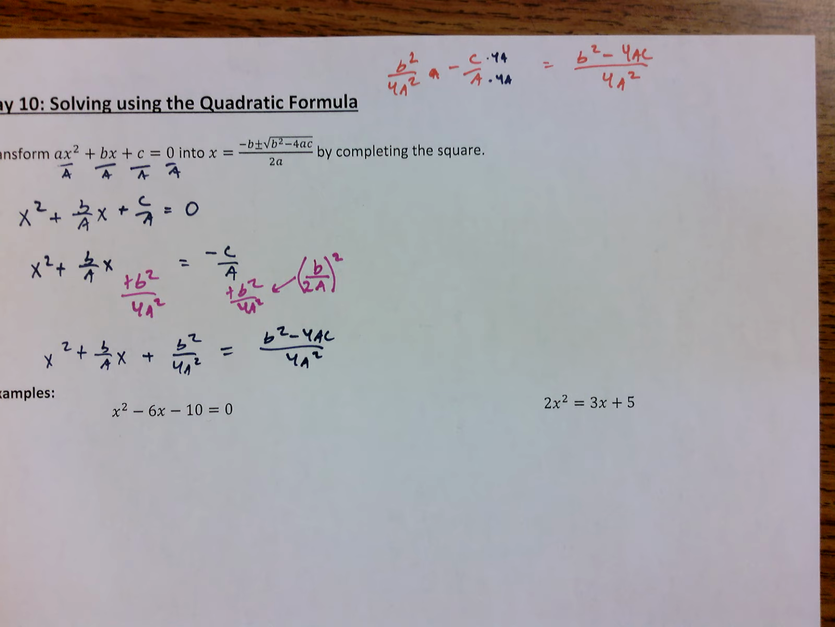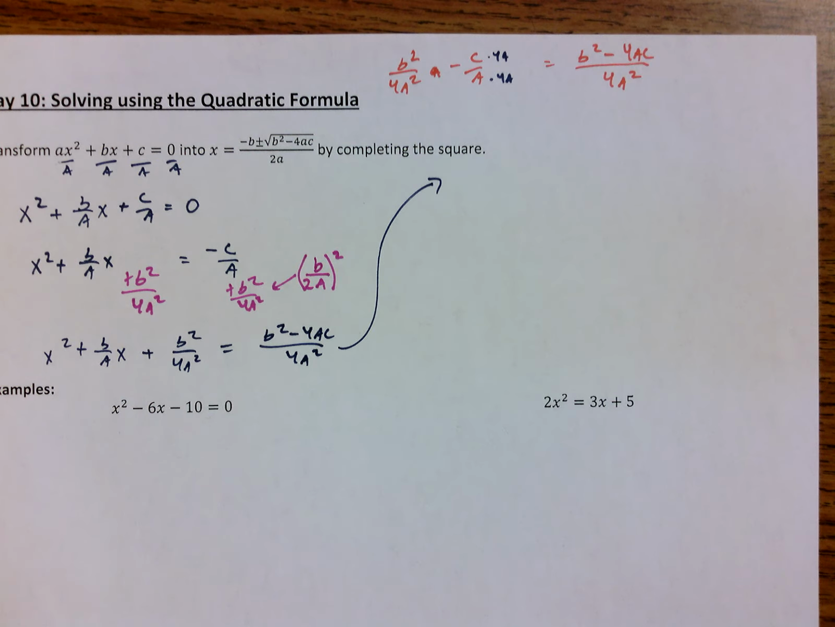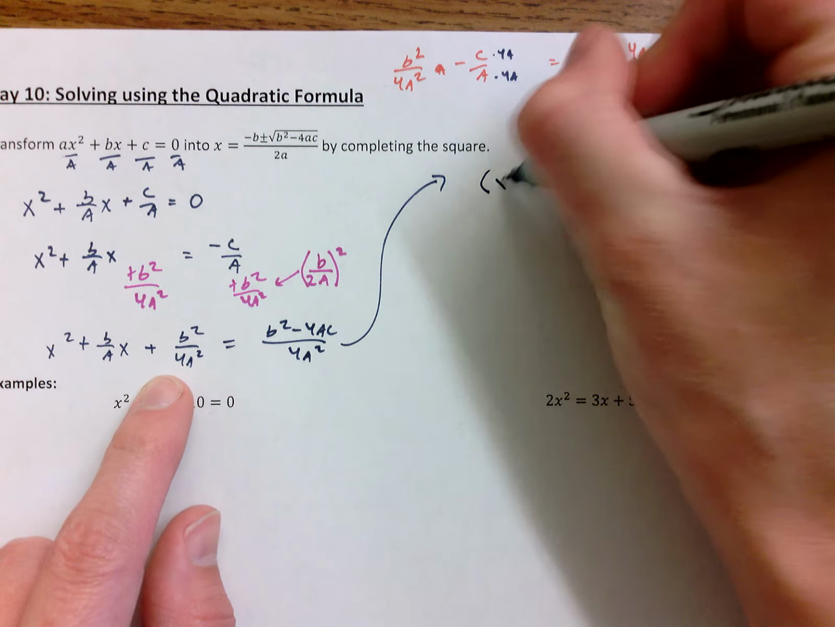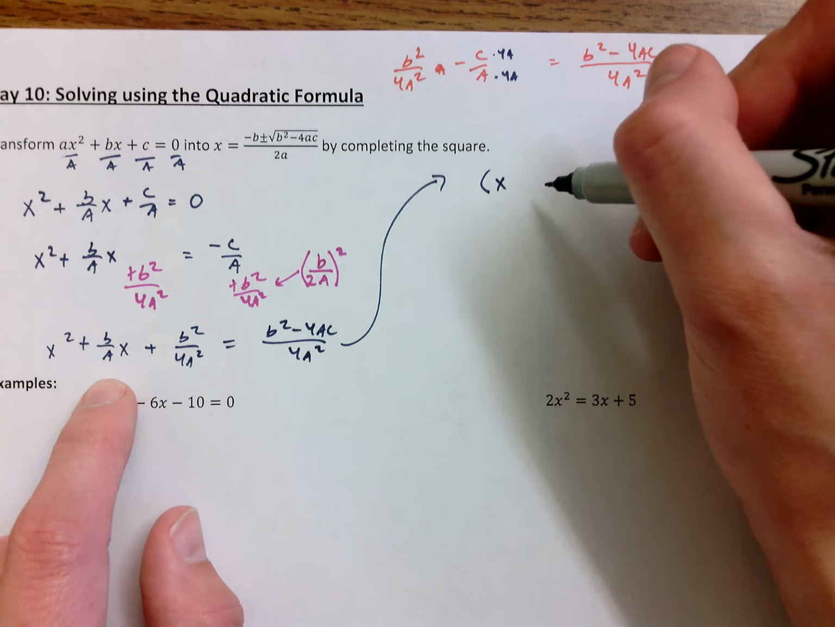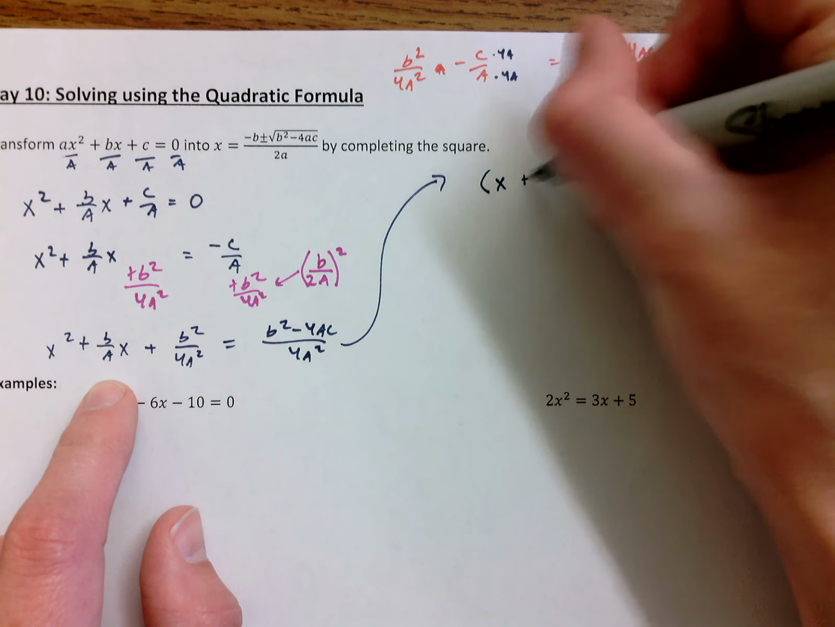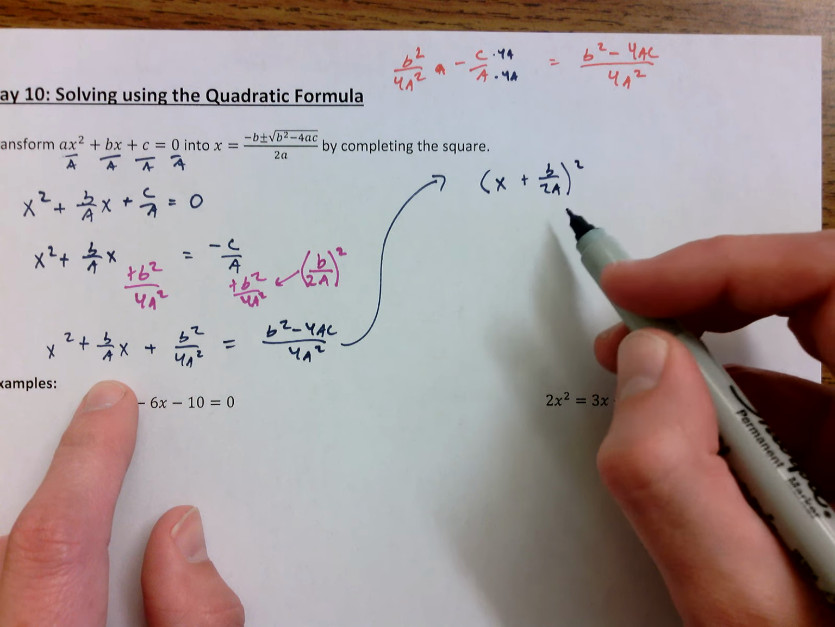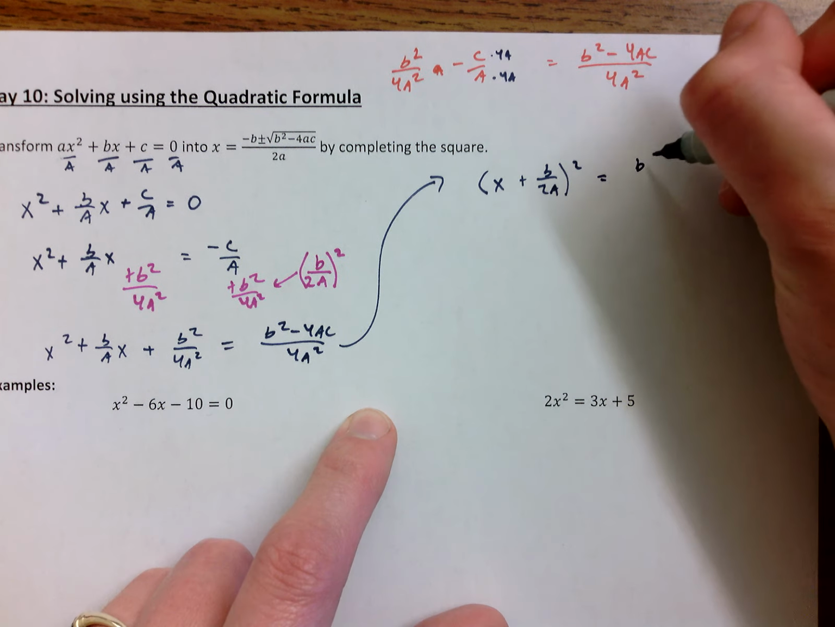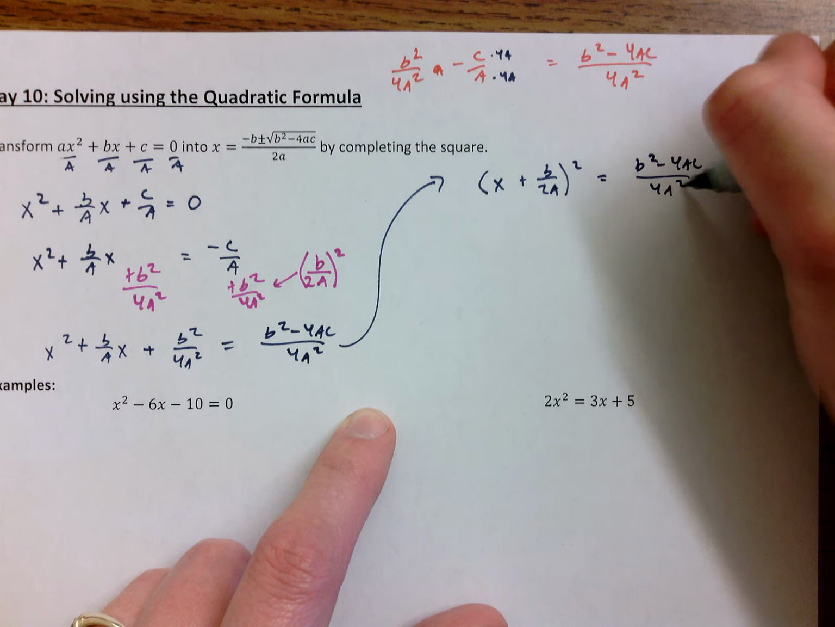Excellent. All right, we're getting there. Now I'm going to come up here because I ran out of room. Okay, so now we're going to take what we have on the left side and we want to factor this. Remember what our trick was: you take half of this middle term and that's what goes in your parentheses. So half of b over a is b over 2a. So this is x plus b over 2a squared, and it equals b squared minus 4ac over 4a squared.